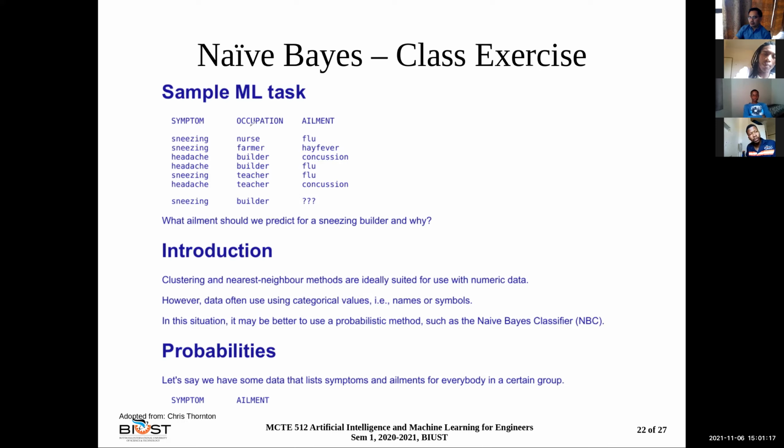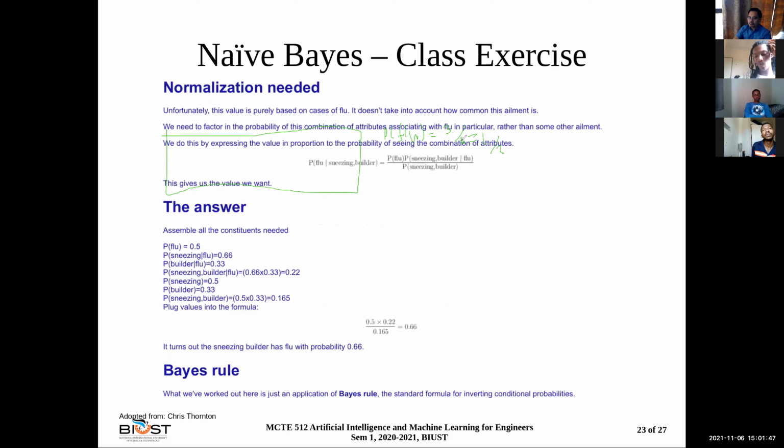Okay, we are considering only this data set here, the table. The probability of the flu is 1, 2, 3 divided by 6, so 3/6. Then the probability of flu and sneezing.